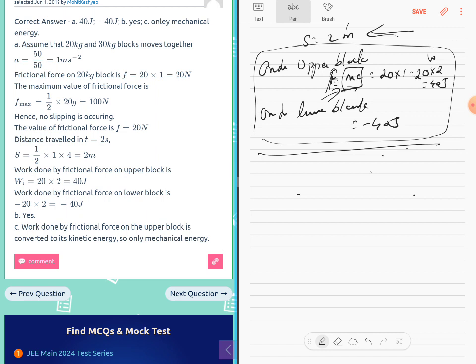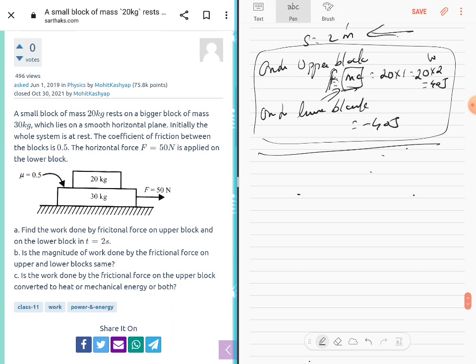B, the work done by the friction force in the upper block is converted into kinetic energy, so only converted into mechanical energy. I don't understand what they have written. What is the question? In B, is the magnitude of the work done by the frictional force in the upper block and lower block the same? Yes, that is true. Is the work done by the frictional force on the upper block converted into heat?